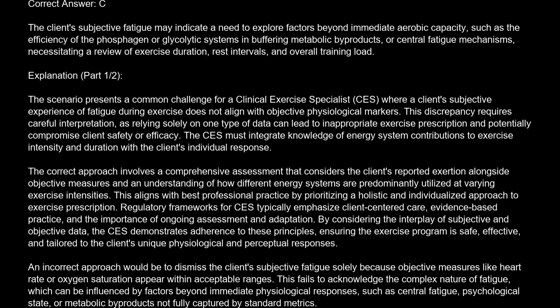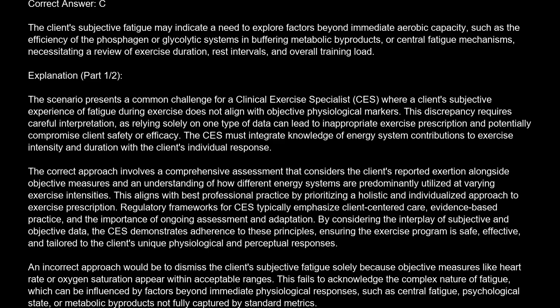The correct answer is C. The client's subjective fatigue may indicate a need to explore factors beyond immediate aerobic capacity, such as the efficiency of the phosphagon or glycolytic systems in buffering metabolic byproducts, or central fatigue mechanisms, necessitating a review of exercise duration, rest intervals, and overall training load.